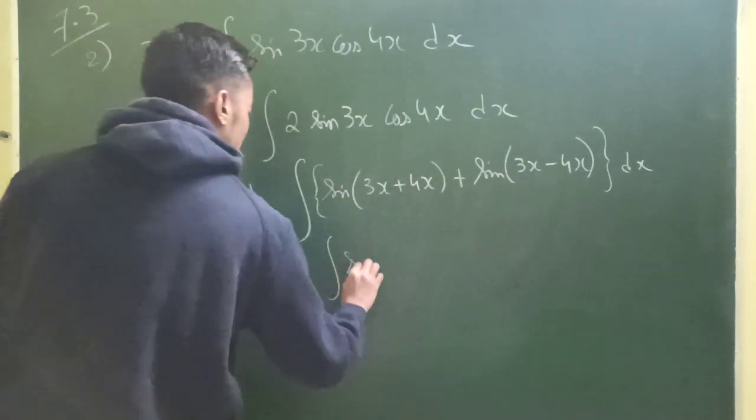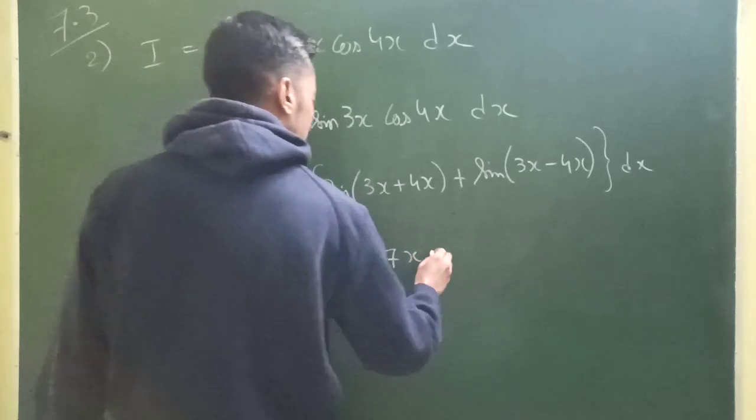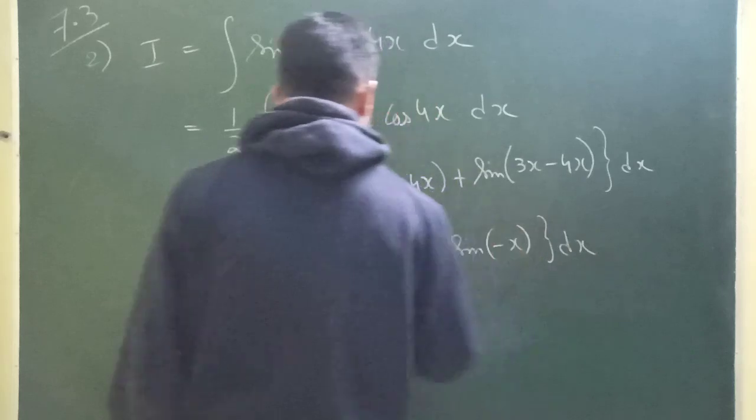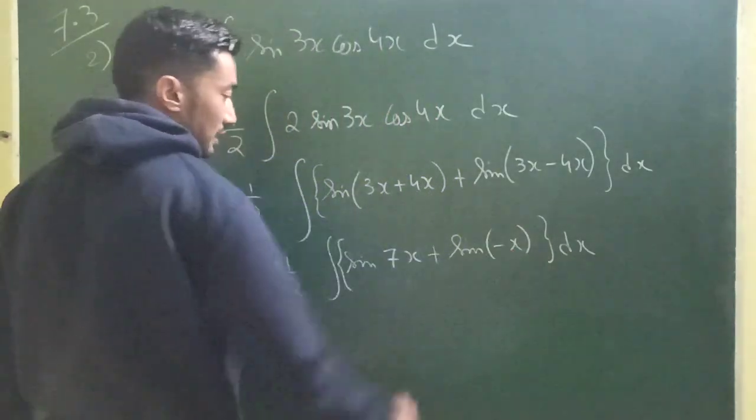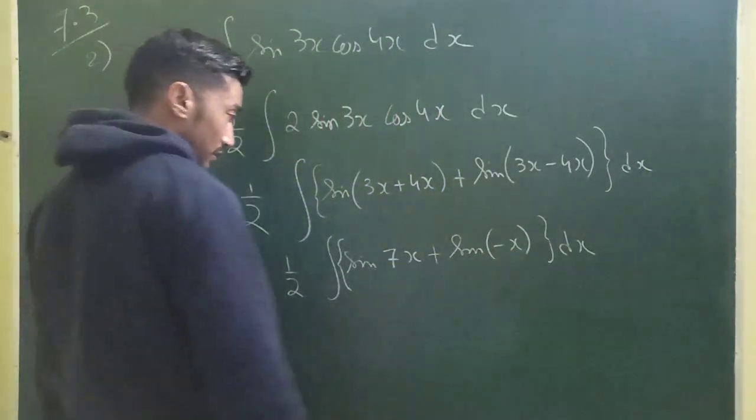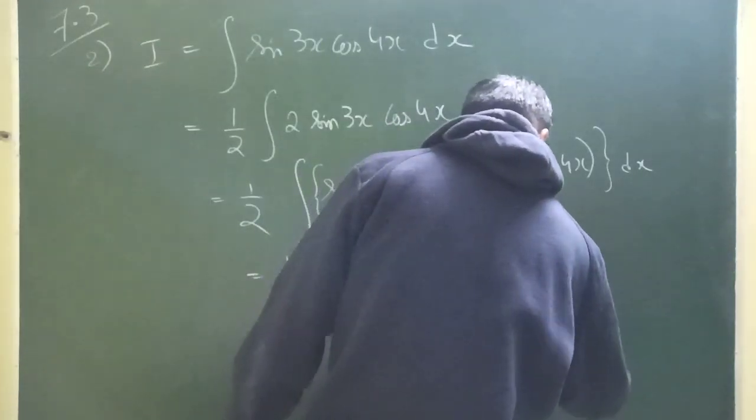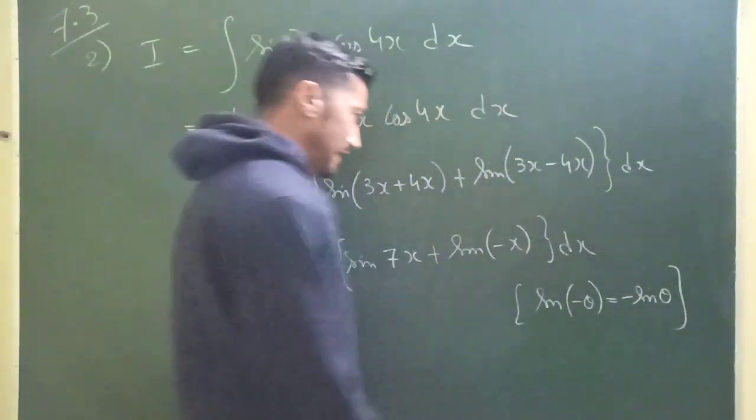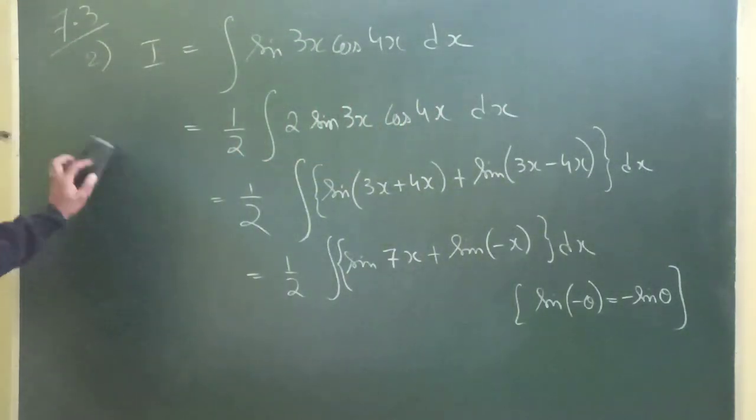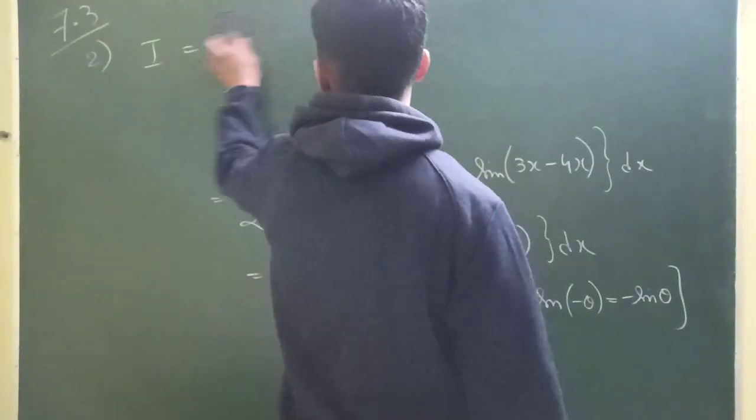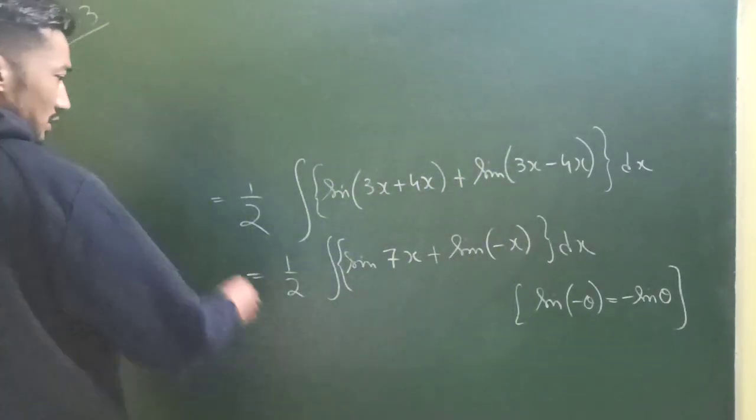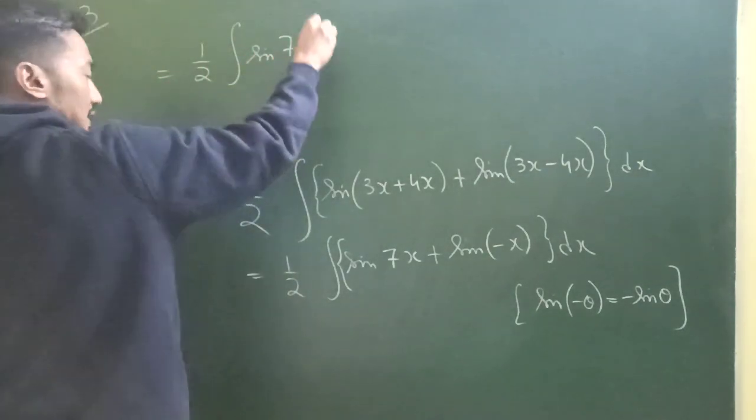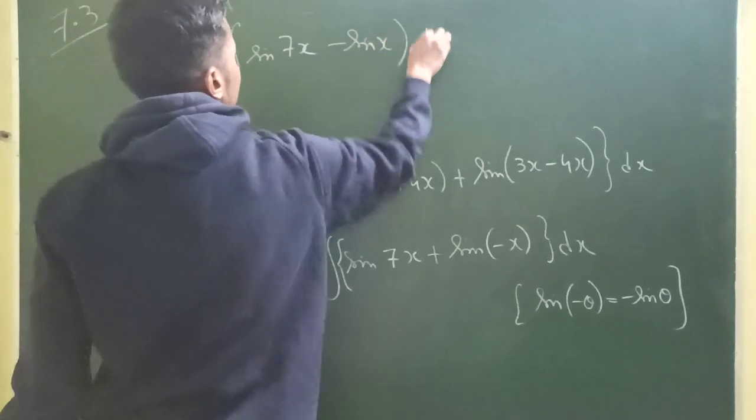So that will be integration of sine 7x plus sine minus x with respect to x. Brackets, please. The whole function is to be integrated, okay? Now, here we know that sine of minus theta is minus sine theta, an odd function. So that will be 1 by 2 integration of sine 7x minus sine x with respect to x.